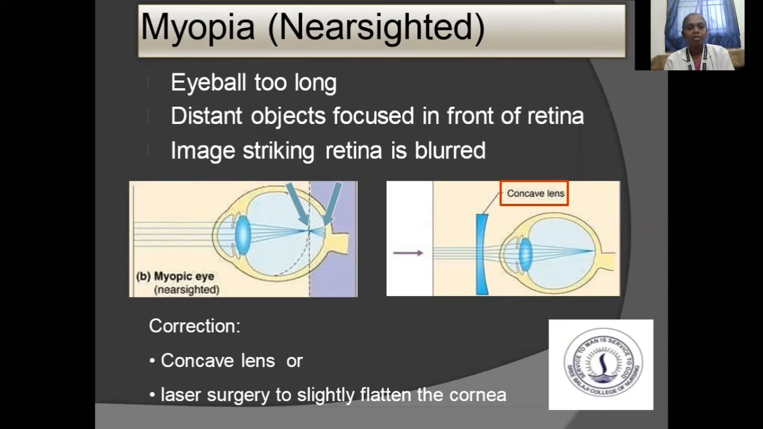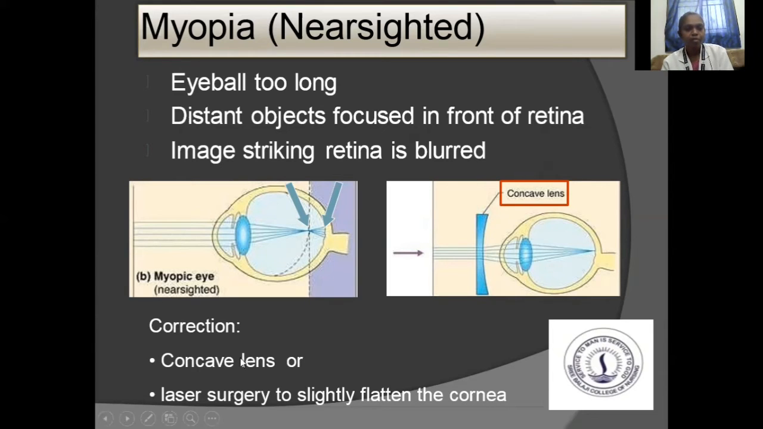They won't be able to visualize it properly. Myopia, otherwise called nearsightedness, is where the eyeball is too long. So the focus of distant objects will be in front of the retina itself, and the image becomes so blurred that they won't be able to visualize things properly.